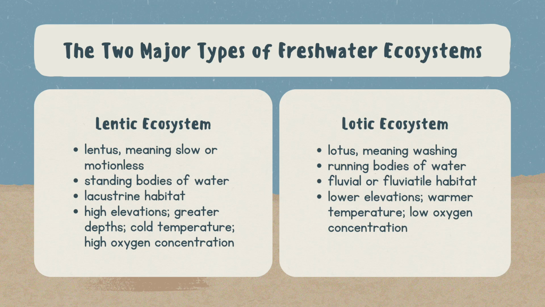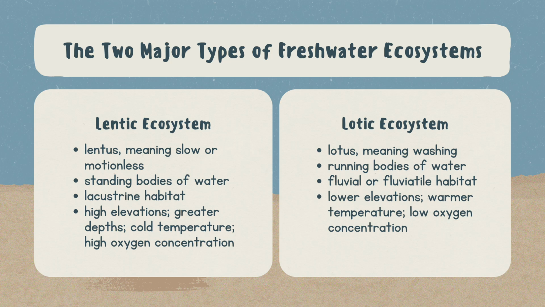Moving on to the two major types of freshwater life zones, which are the lentic and lotic ecosystems. Lentic ecosystems, also known as stillwater ecosystems, are characterized by relatively still water bodies, such as ponds, lakes, and wetlands. Lentic ecosystems have a lacustrine habitat, which supports a diverse array of organisms that are adapted to living in such conditions. They provide habitat and food for a wide variety of aquatic and terrestrial organisms, help regulate water flow, and act as carbon sinks by absorbing and storing carbon.